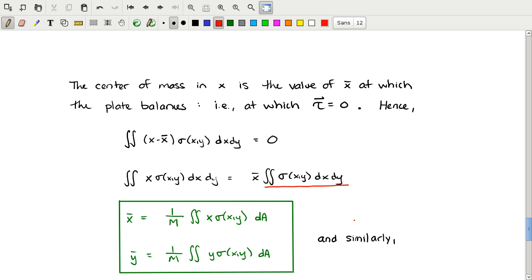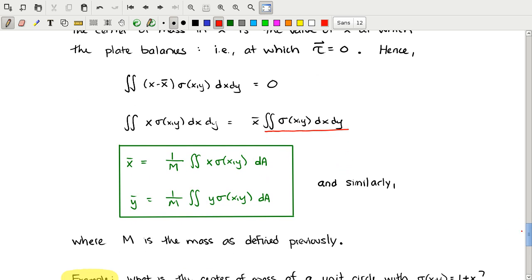We could do exactly the same calculation for a bar placed parallel to the x-axis at some fixed value of y, and we would find that the value of y about which the plate would balance would be y bar equals 1 over the mass times the double integral of y sigma of x and y. And these two numbers are called the center of mass with respect to x and y.